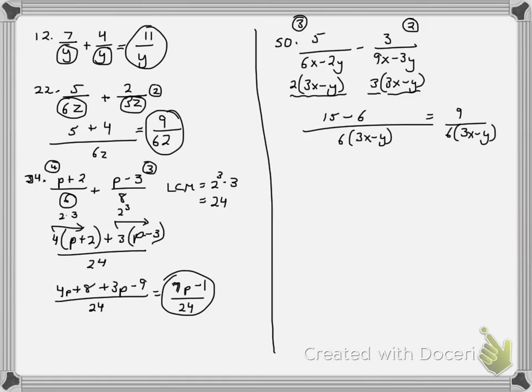Now this is a good problem because there's one more step I have to do. I have to divide a 3 out of both of these, or cancel a 3. So that ends up with 3 over 2 times 3x minus y. And again, to recognize that in the answers, you'll probably have to distribute that. Okay? So I think that gives you several to start with, and again, we will be going over several more.